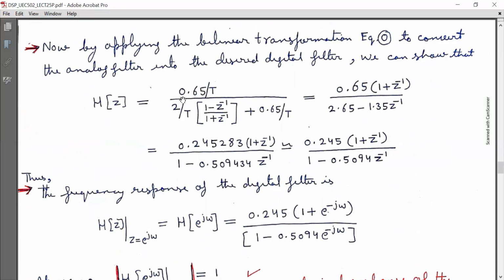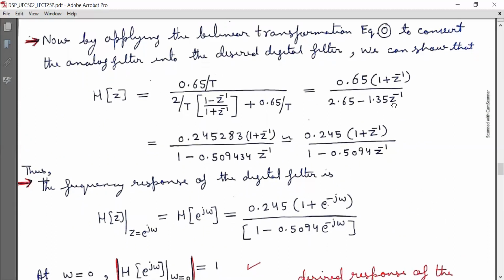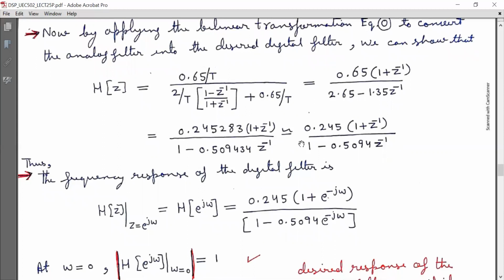So H(z) is 0.65 divided by capital T, divided by 2 by capital T into (1 minus z inverse) divided by (1 plus z inverse), plus 0.65 divided by T. Now this will lead to 0.65 (1 plus z inverse) divided by (2.65 minus 1.35 z inverse). Now further simplification will lead to 0.245 (1 plus z inverse) divided by (1 minus 0.5094 z inverse).